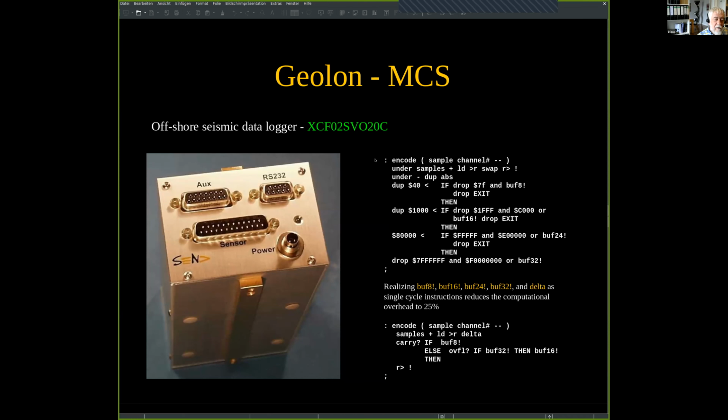First thing, the MCS is the first project where I used MicroCore successfully, I must say. And the encode code here, that has to do with a simple form of data compression. I do delta modulation, and then I look at the delta signal and decide whether it will fit into a byte, whether it will fit into a 16-bit word or a 24-bit word, or whether I need to transfer the absolute value in 32 bits.